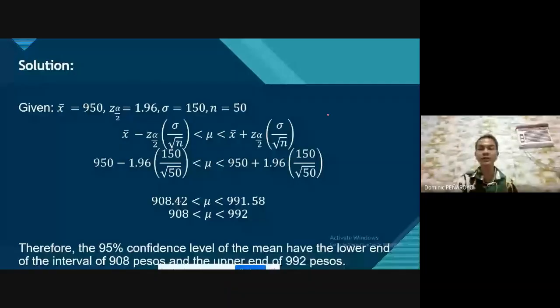So it's very easy. All you need to do is find the Z alpha over 2 of the given confidence level. You just need to know whether it satisfies the condition for using the formula for the Z distribution. Then substitute if it satisfies. Then apply the rounding rule. So that would be it.